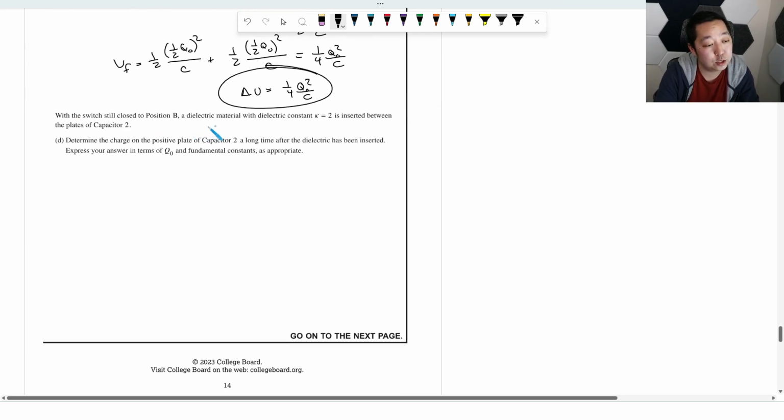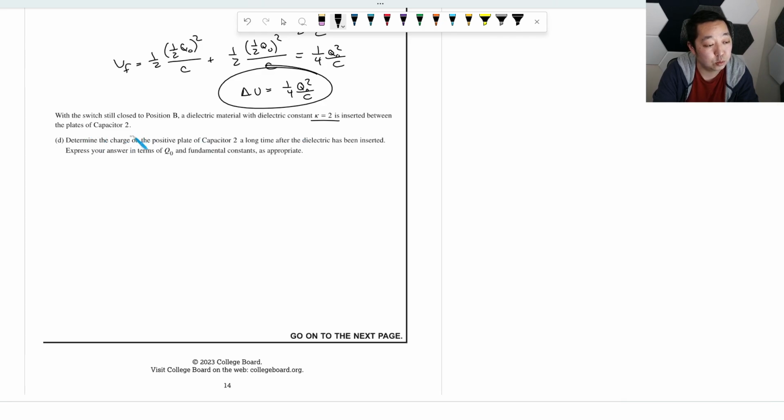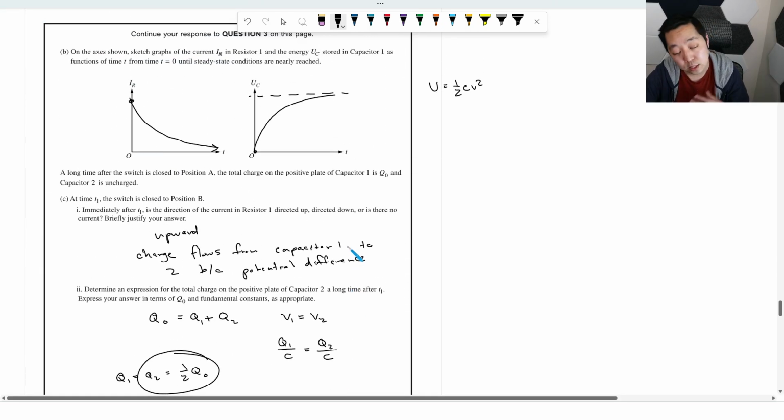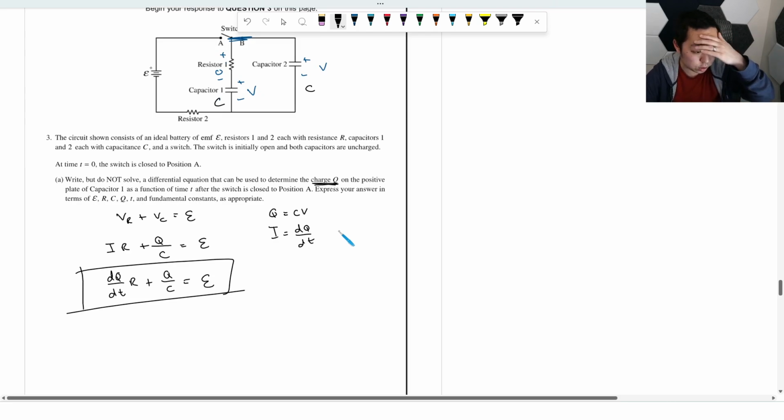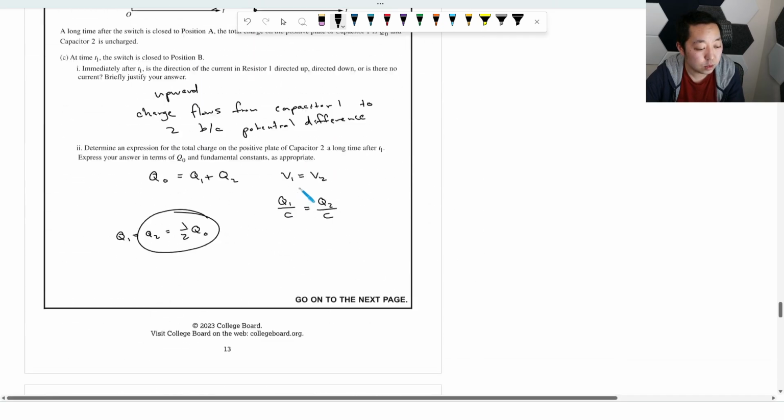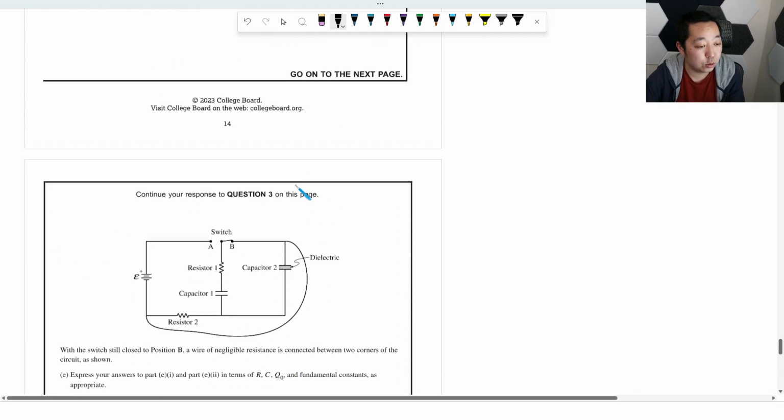When switched closed to position B, a dielectric material with dielectric constant K equal to 2 is inserted between the plates of capacitor 2. Determine the charge on the positive plate of capacitor 2 a long time after the dielectric has been inserted. Well, again, we inserted the dielectric, the charge doesn't change, so the total charge should be the same, but the current will not flow, and the voltage will be the same. So we have to think about what capacitor 2 is ultimately going to do.